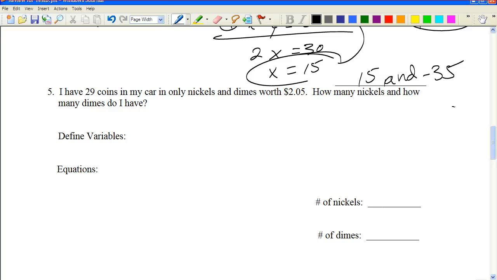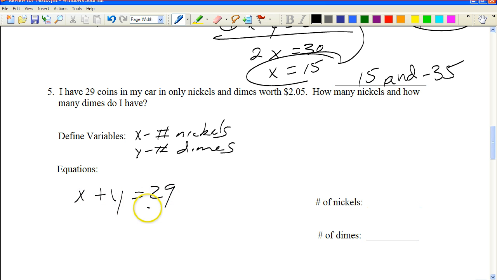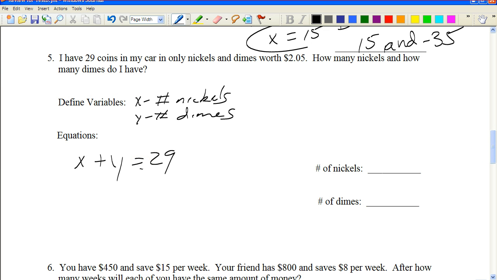How many nickels and how many dimes do I have? So, okay, x is number of nickels, I'm going to say. y is number of dimes. So equations: x plus y, we have 29 total coins. That's what that says. x, the amount of nickels, plus the amount of dimes is going to be 29. Then we're going to talk about the dollars, how much money we have. So nickels are worth 0.05 times x. That's going to be the amount of money we have in nickels. 0.1 in dollars times y. That's going to be the amount of dollars we have in dimes. So that's going to equal 2.05.